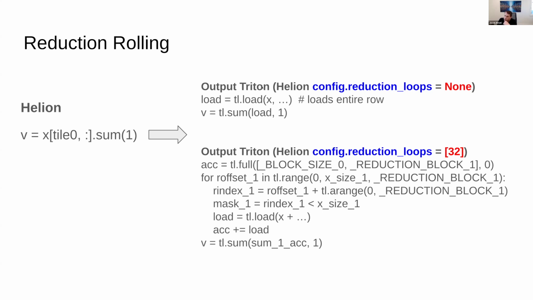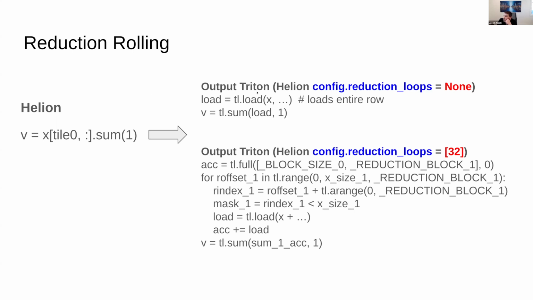But this simple way of writing a reduction in Triton has a problem: if your row size is very large and doesn't fit in registers in a single SM, this first version of the kernel will actually just entirely fail to run.